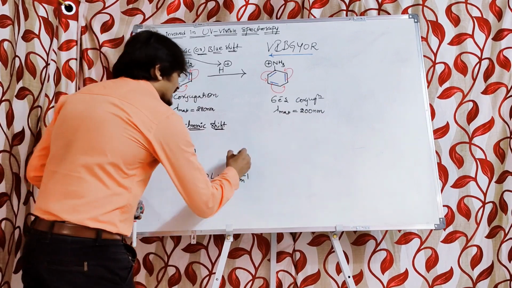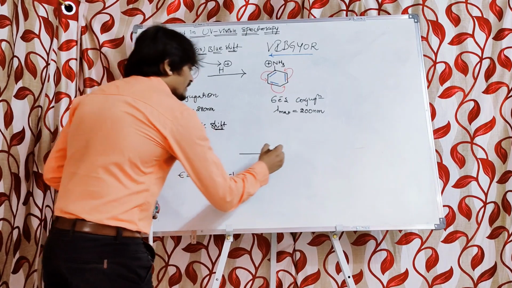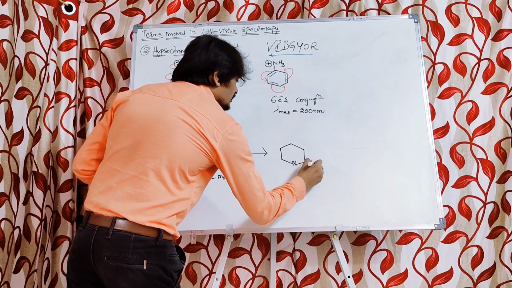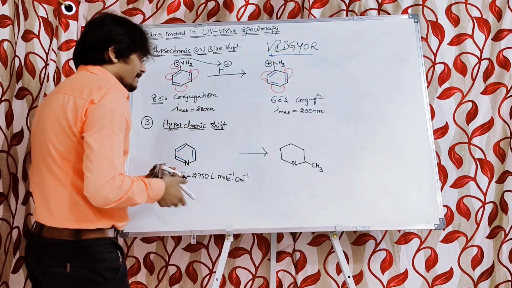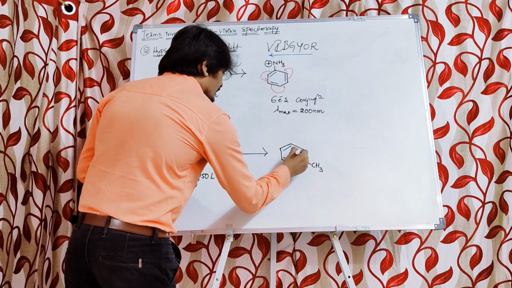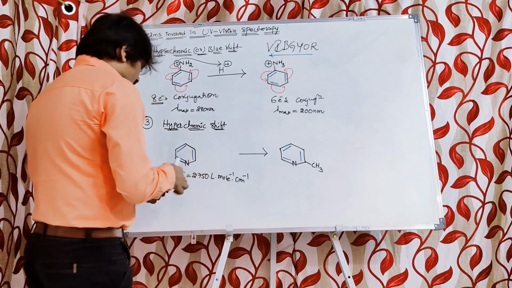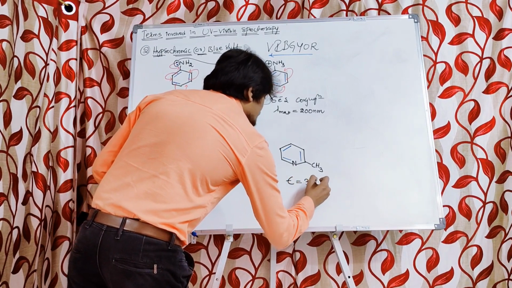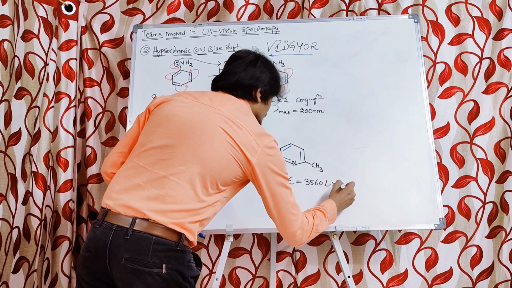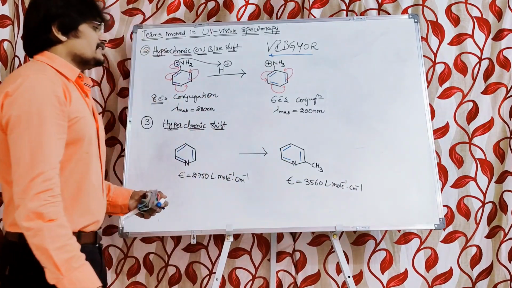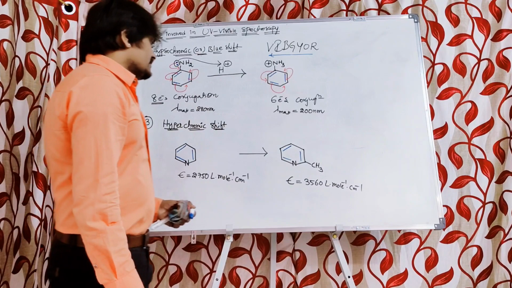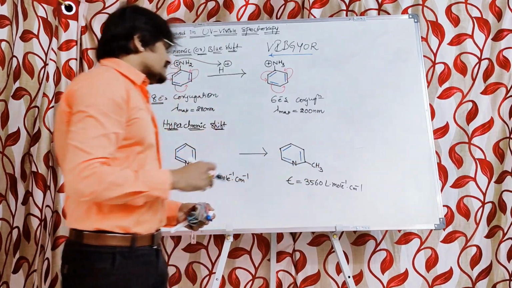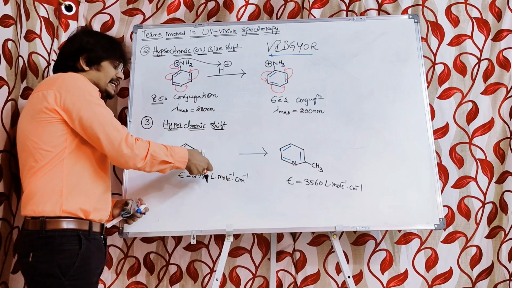So whenever it is converted to 2-methylpyridine, methyl at the second position, then epsilon will change to 3560 liter mole inverse centimeter inverse. So the intensity has increased to 3560 liter mole inverse centimeter inverse. So there is an increase in what? The intensity of absorption maximum.